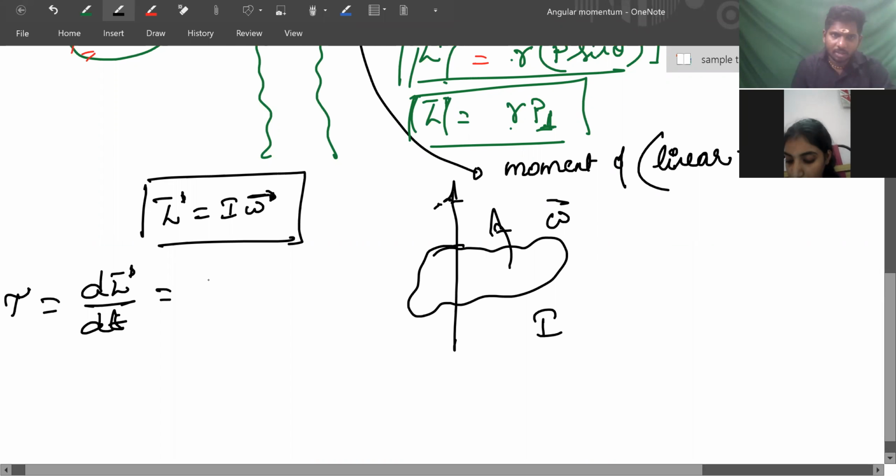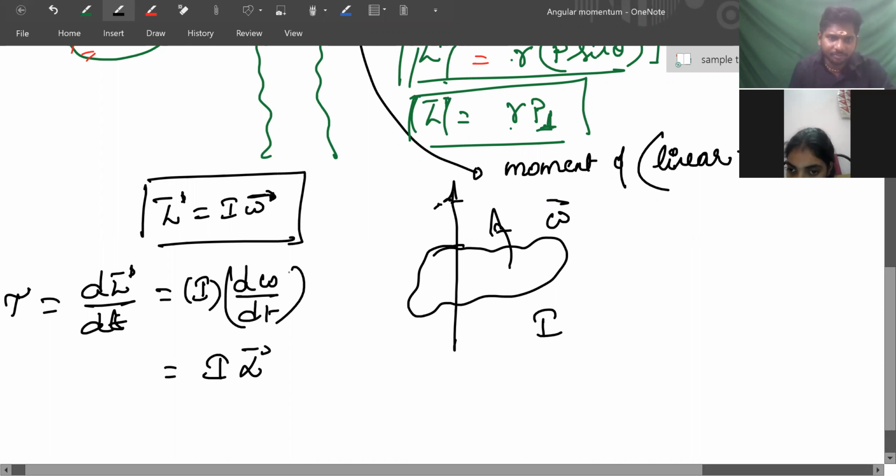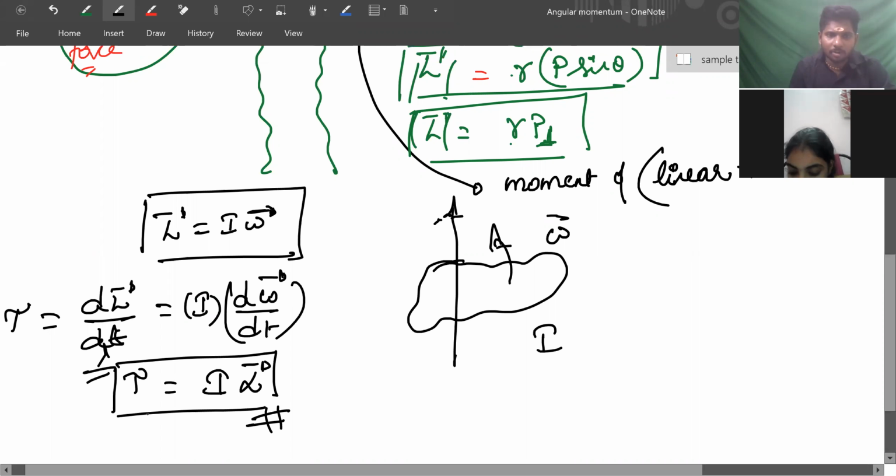dL by dt is equal to what? I for a given body will be fixed, and that will be equal to I d omega by dt, right? Because L is equal to I omega. This can be written as I alpha, right? Yes, sir. Torque, another formula, is I alpha. I mentioned it in the topic also. Are you getting it? Yes, sir.